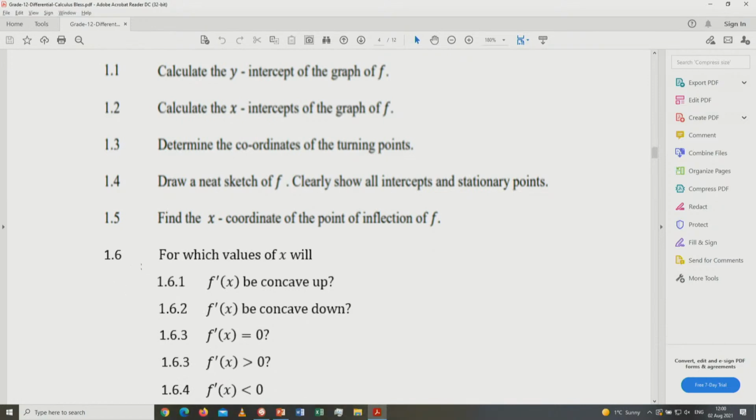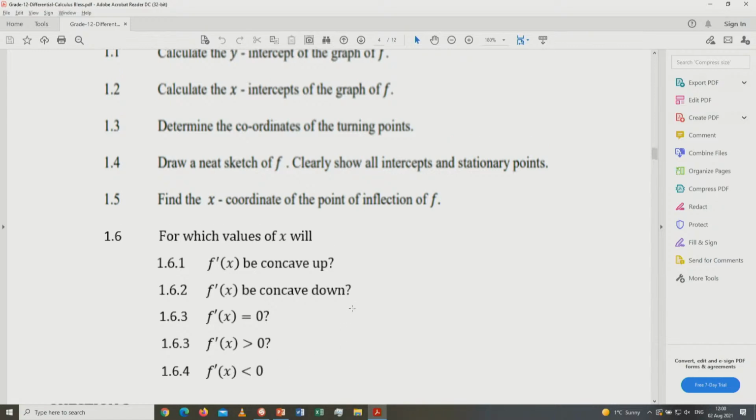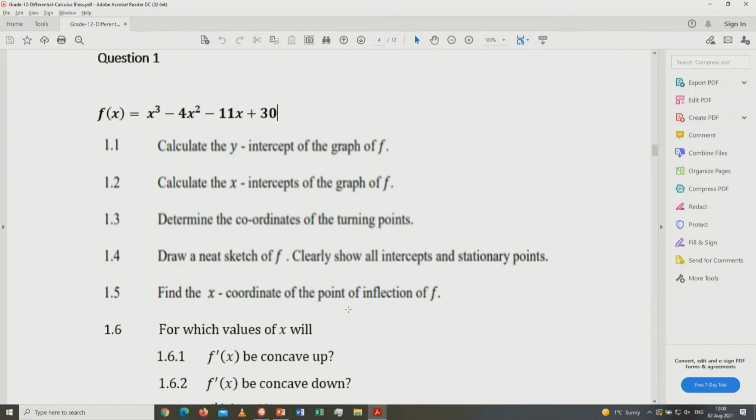For which values of x will f of x be concave up, be concave down? f prime of x is equal to 0, f prime of x greater than 0, f prime of x less than 0. All right, let us see, learners, how best we can answer these questions based on those golden rules to sketch the cubic function.